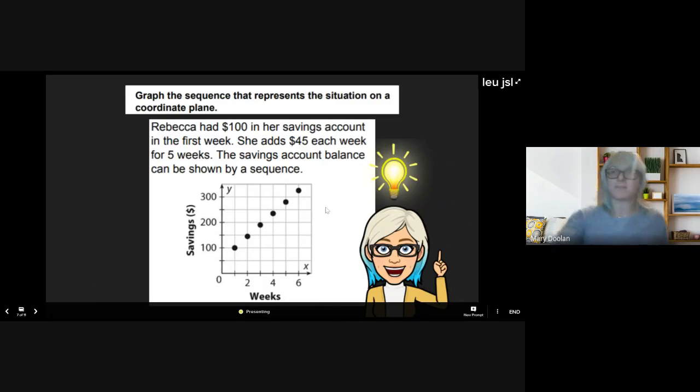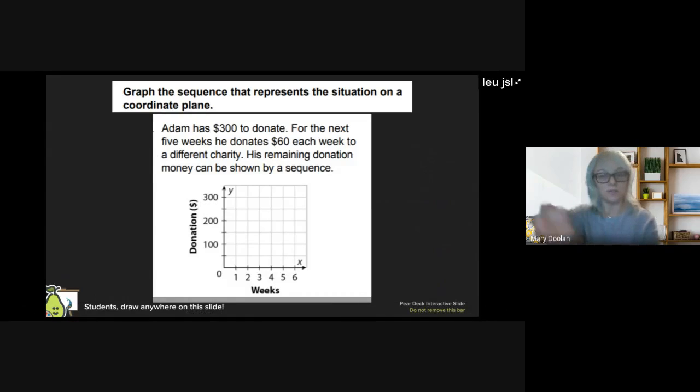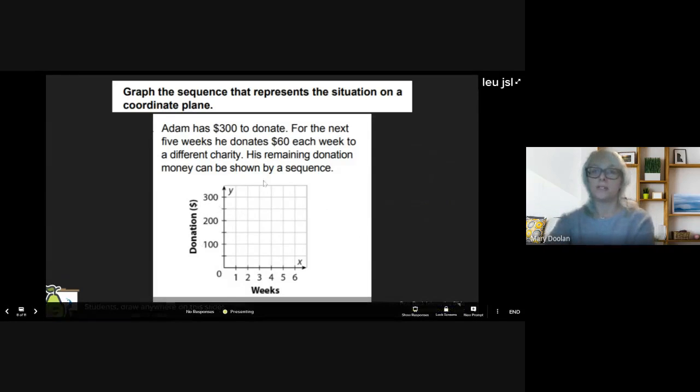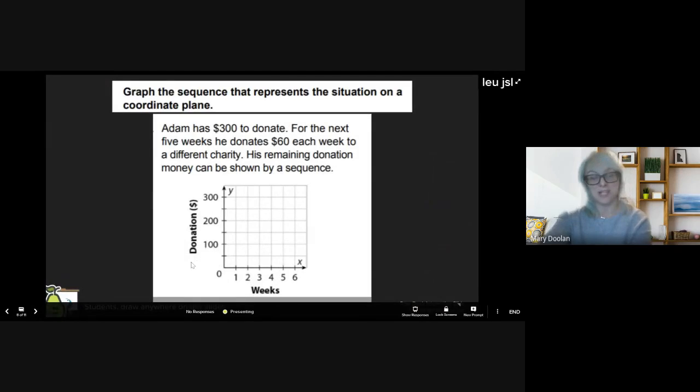It's increasing. And so what you're going to do is you have an interactive slide now. We're going to look at another one. So you are going to now graph the sequence that represents this situation on this coordinate plane. And so our coordinate plane now is a little different. Along the bottom, we still have weeks, right? Starting at 0, 1, 2, 3, 4, 5, 6 weeks. And then the y-axis is donations. So these aren't savings. We're giving money away. This is donations. This person is giving out money.